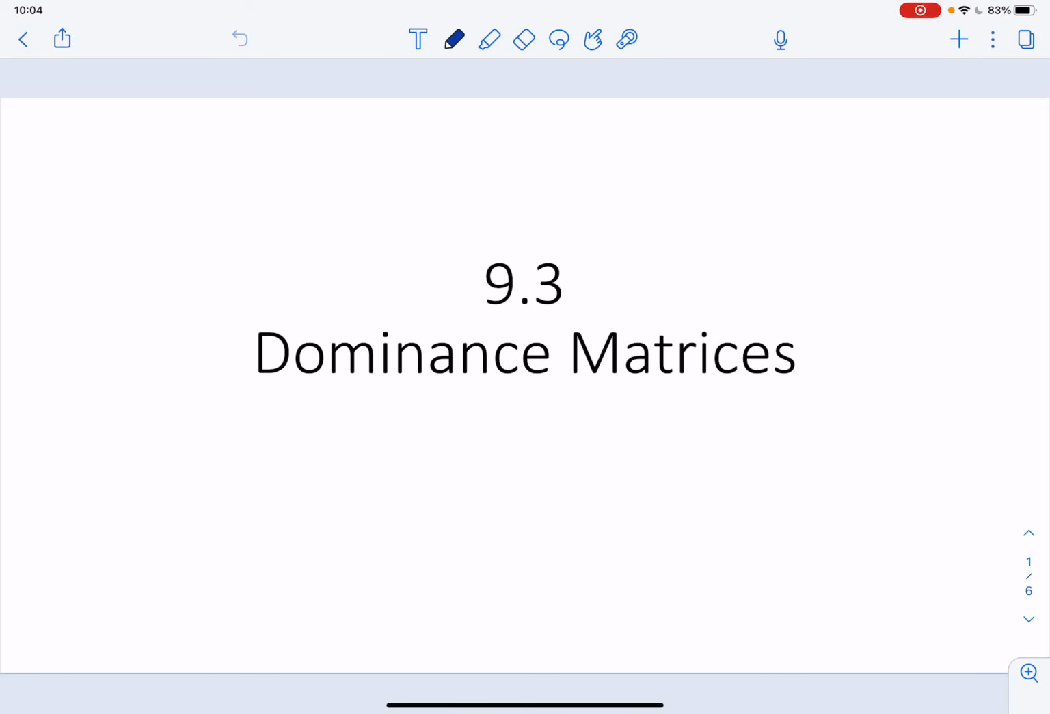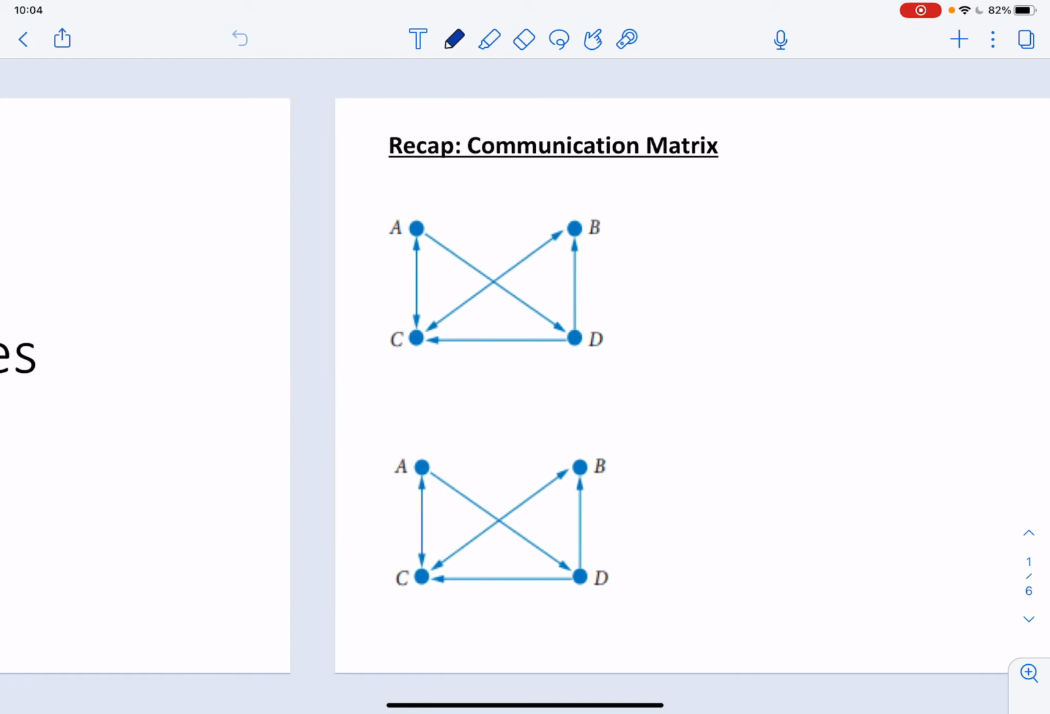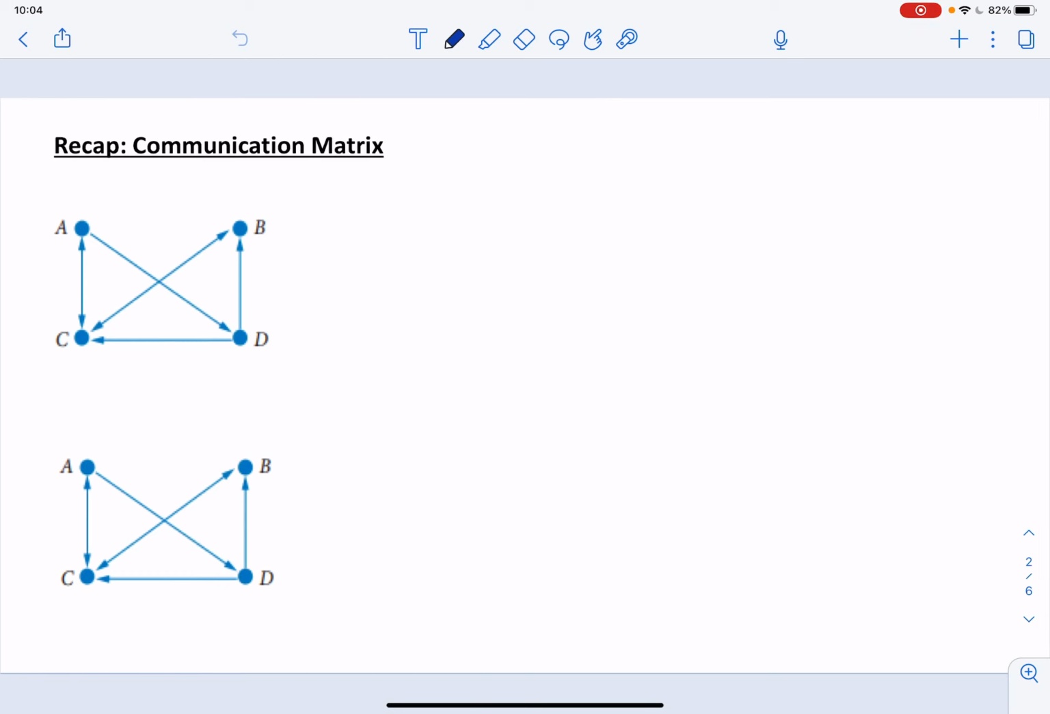9.3, dominance matrices. Now I know 9.3 starts with communication matrices, so I'm going to do a little bit of a recap on that, but seeing as I've already got a video that gives you the examples from last year, I'm not going to just repeat myself. A touch of a recap. So we're talking about a communication matrix. So what is a communication matrix? It's a matrix that indicates how to get from A to B or A to C.